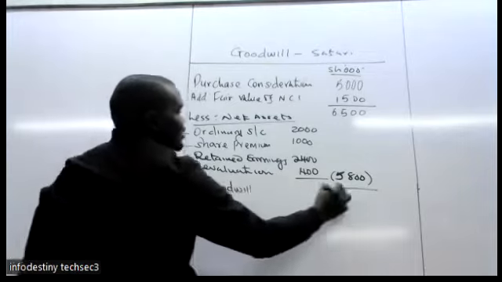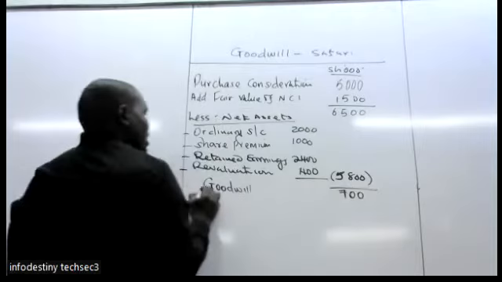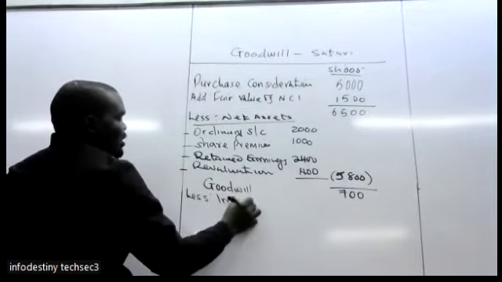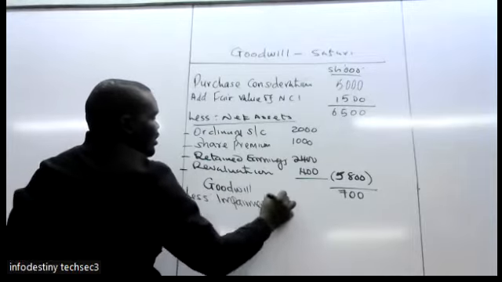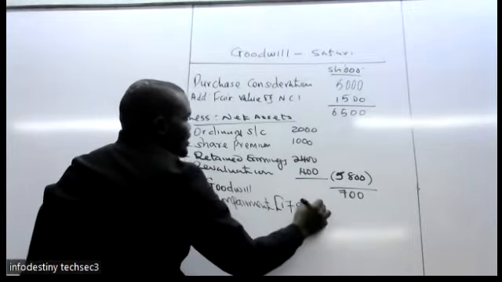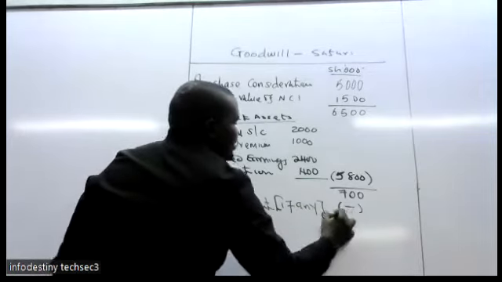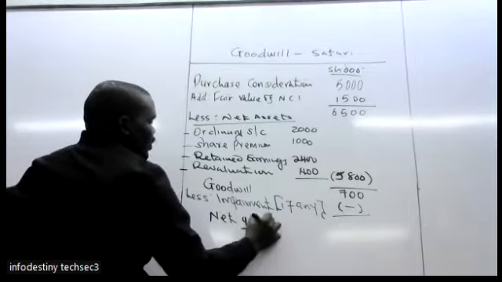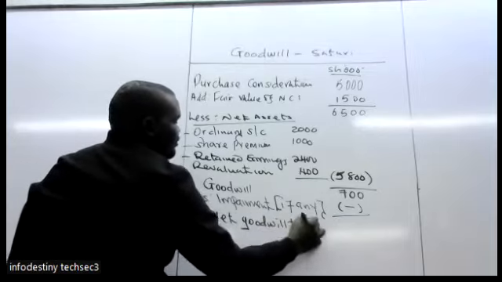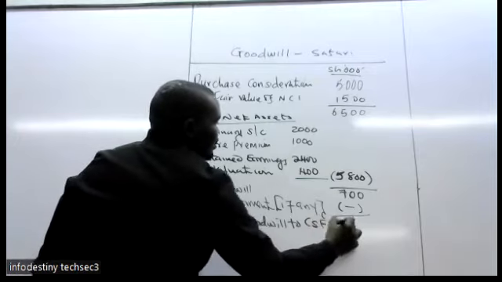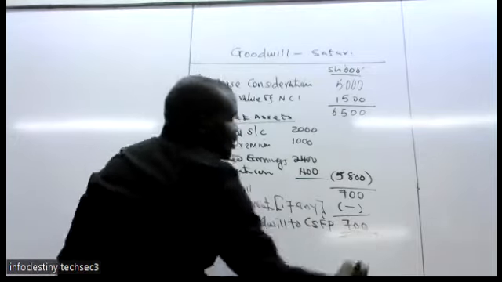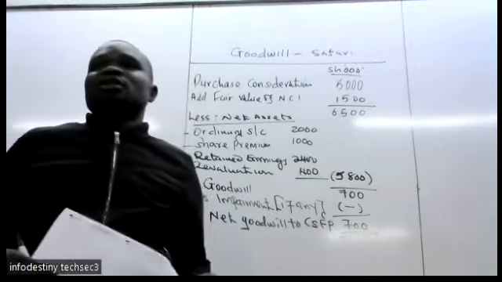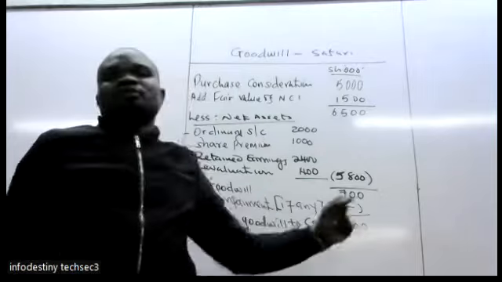Was there impairment? So less impairment, if any. If there is impairment, you subtract, then you get net goodwill to CSFP. CSFP is the consolidated statement of financial position, the balance sheet. So this is what you present there after impairment.